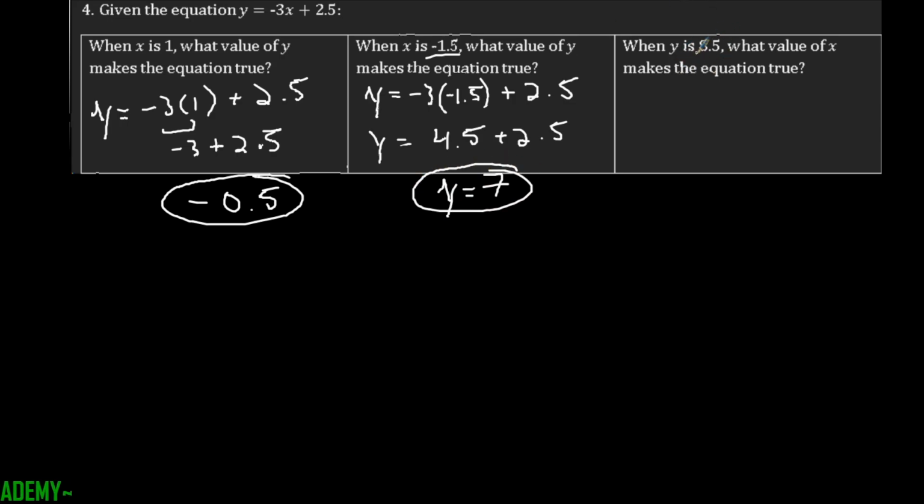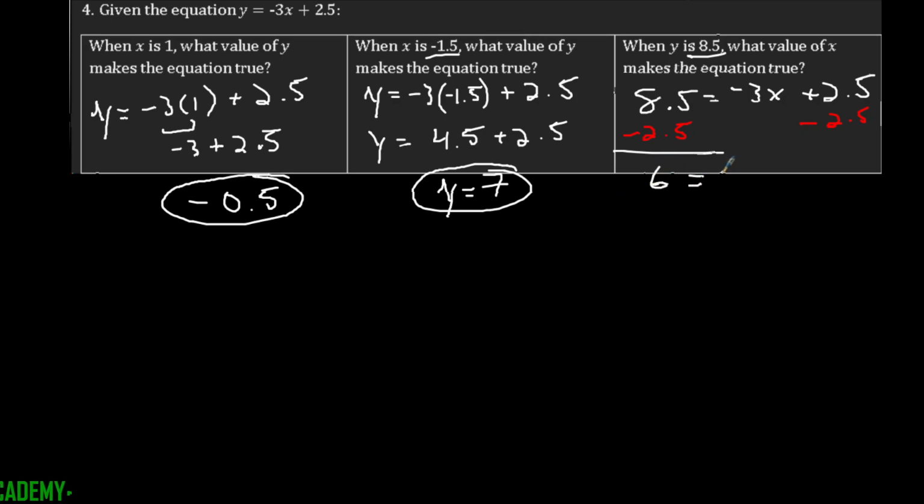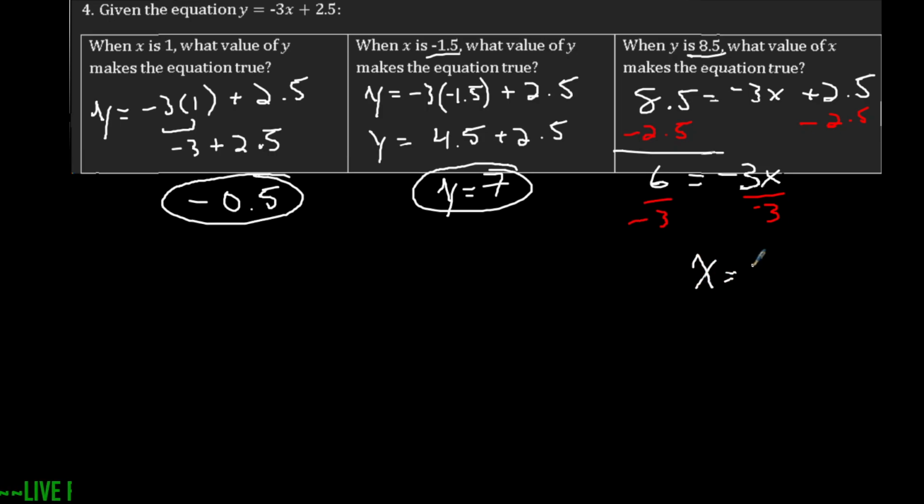And lastly, now we set it up when y equals 8.5. So we're going to say 8.5 equals -3x plus 2.5. So I'm going to subtract first to try to get that variable term by itself. Subtract 2.5 from both sides. Left side is just 6. Right side is just -3x. Divide both sides by the coefficient to get x by itself. So we divide both sides by -3. And we say x is going to be equal to -2.